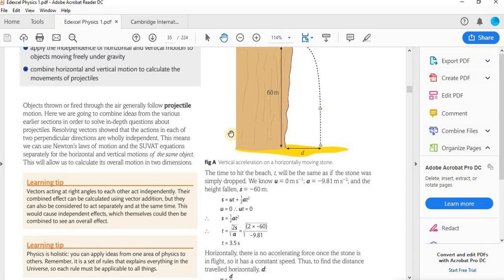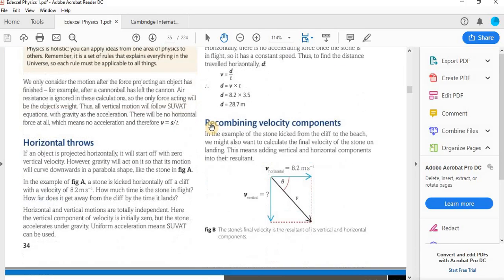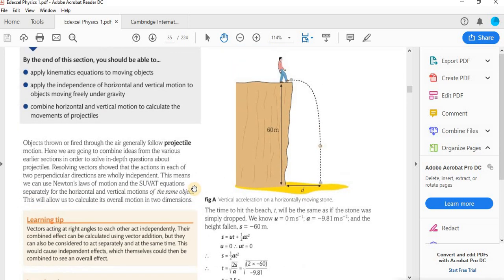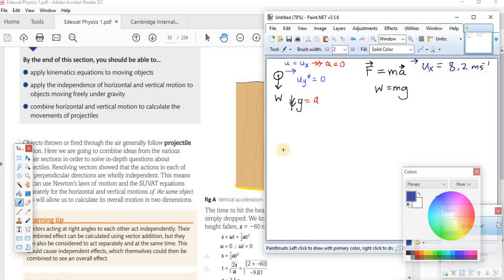Okay, now what we are supposed to find here is how much time the stone is in flight and how far it gets away from the cliff by the time it lands. To find the time, we can consider the vertical motion. We know the initial vertical velocity. We don't need the horizontal component to determine the time.